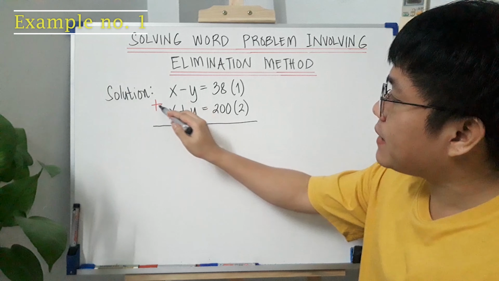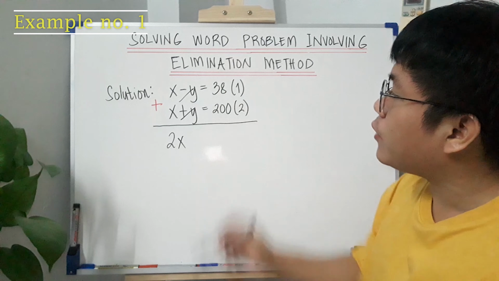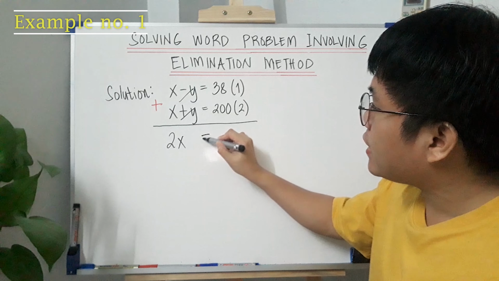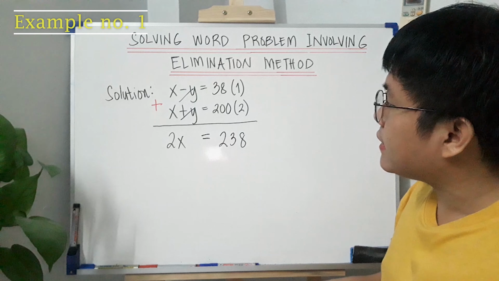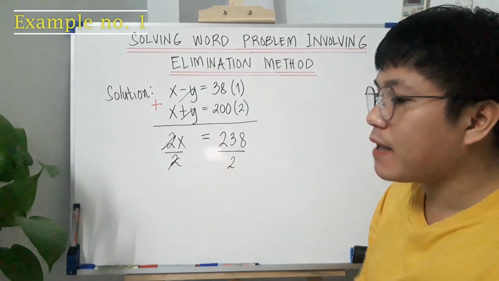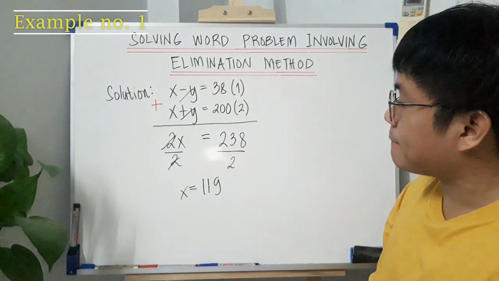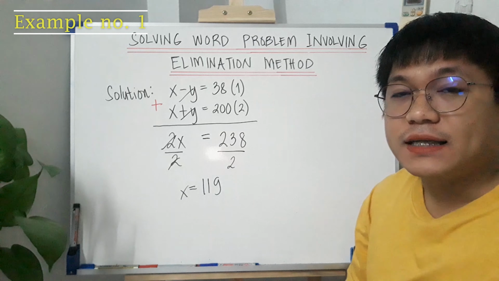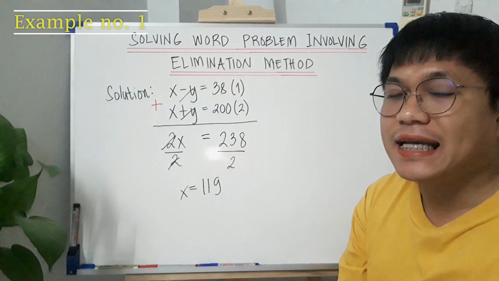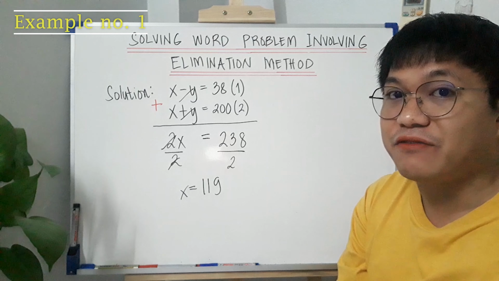So we have here x plus x, that is 2x. Then negative y plus y, that will be 0. And then 38 plus 200, that will be equal to 238. Okay, and then divide both sides by 2 to solve for x. Therefore, our answer is x is equal to 119. Now, since we already have the value of the first number, x equal to 119, let's proceed to solving the second number, which is represented by the variable y.